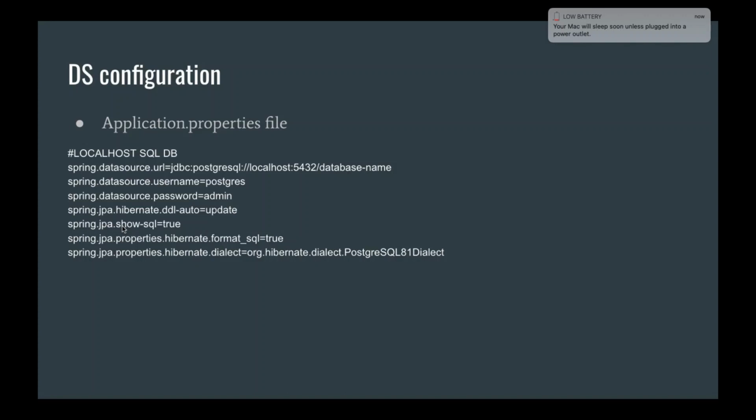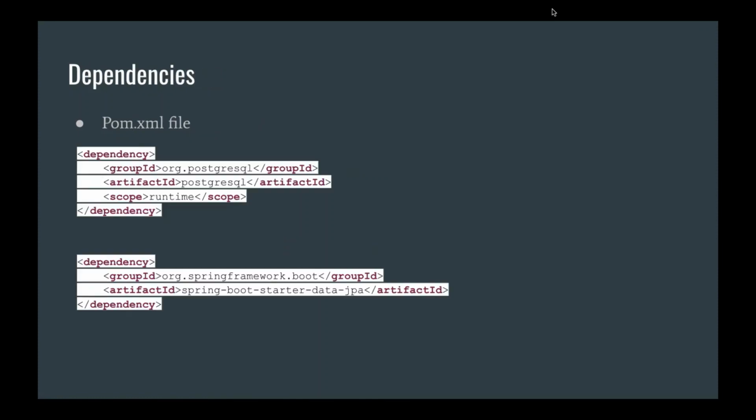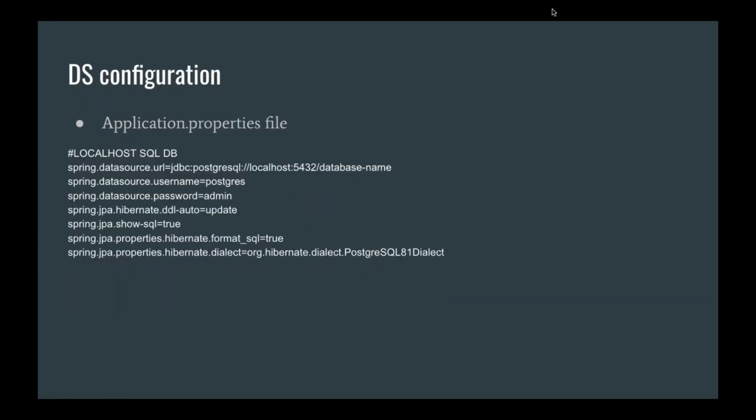You want to set your DDL to auto update, show SQL true, format SQL true, and dialect. We want to use the PostgreSQL 81 dialect for the DB side. So those should be fine. So once you have these two files set up, you are ready to go, ready to start using your database in your application.